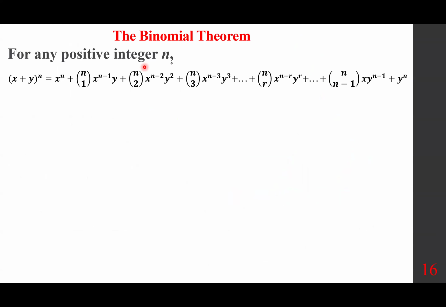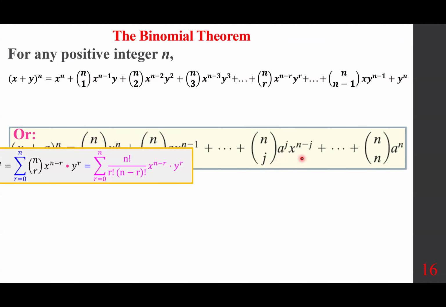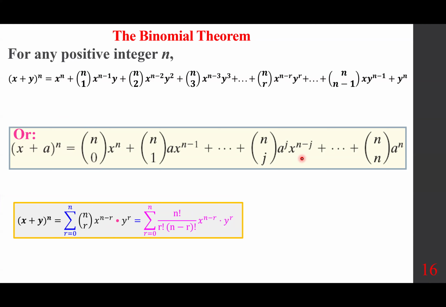Anyways, for any positive integer n, (x plus y) to the power of n becomes this: x to the power of n, which is n choose 0. Then n choose 1, x to the power of n minus 1 times y; n choose 2, x to the power of n minus 2 times y squared, all the way to the last one. By the way, the first one is the same as n choose n because n choose 0 is 1. By the way, n choose 1 is n. You should know that because it's helpful in a moment. We're going to use that all the way to the end. And in general, somewhere in between, n choose j is a to the power of j, x to the power of n minus j.